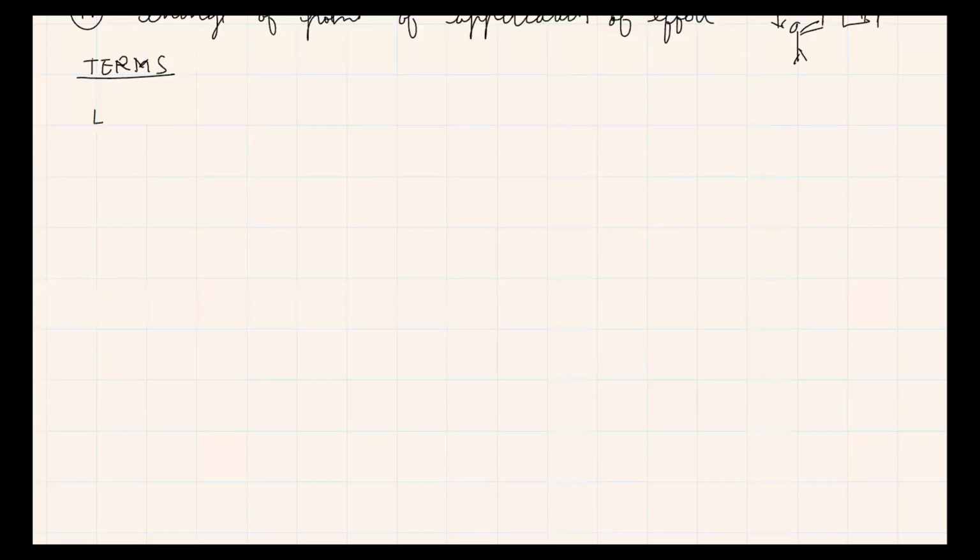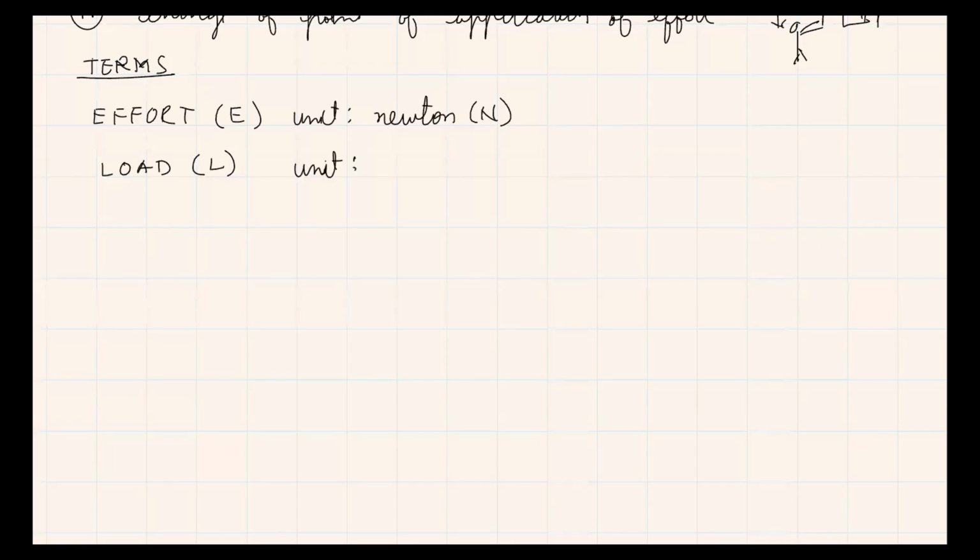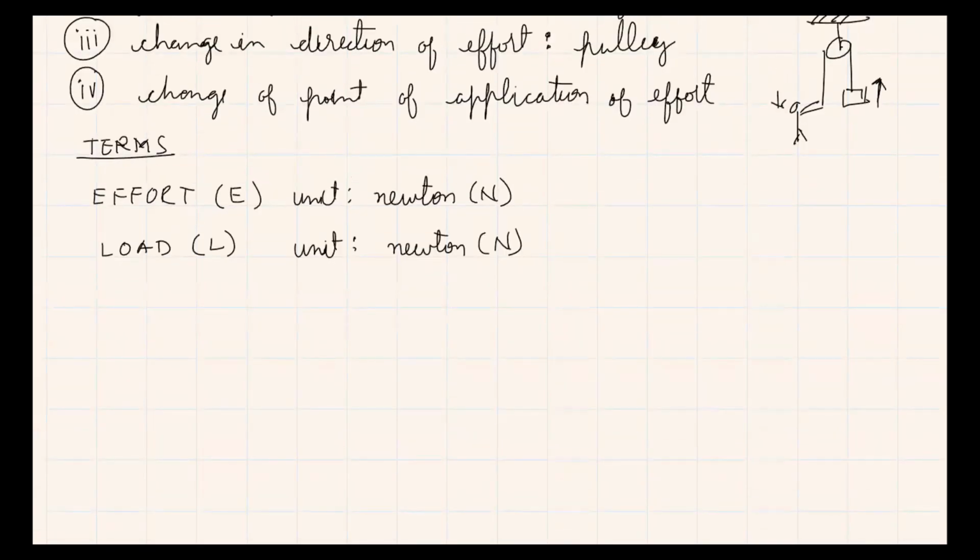So the first term is effort. Effort is denoted by a capital letter E, and the unit of measuring effort is Newton. So whenever you are using a machine, the force that you apply is called an effort. Then you have load. Load is a heavier, resistive force that the machine has to overcome. So any heavy mass, any heavy stone that has to be shifted. Load is also measured in Newton. Like in the case of the pulley diagram over here, this person is pulling the pulley down. So the force that he applies is called effort, and he is raising this weight up. So that is called a load.